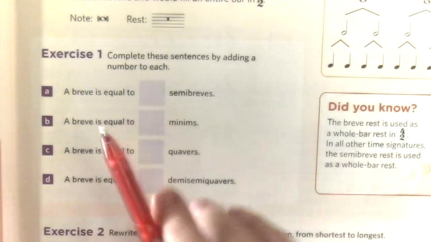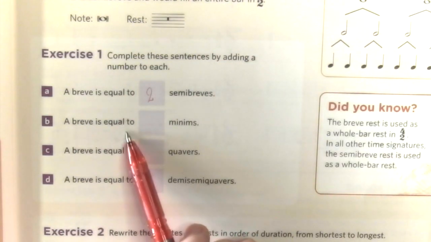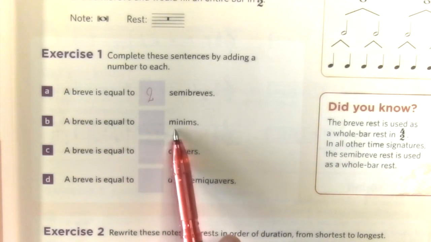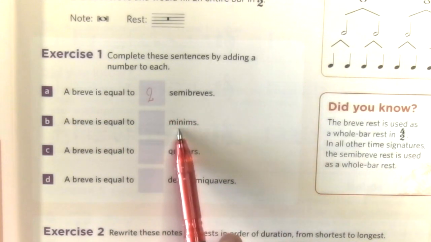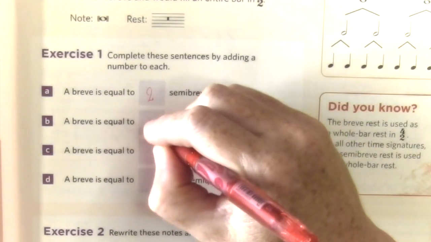So a breve is equal to 2 semibreves. A breve is equal to 4 minims, because the minims are half semibreves. So 4.